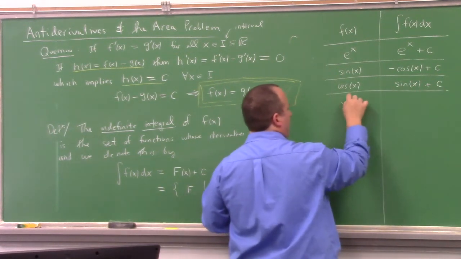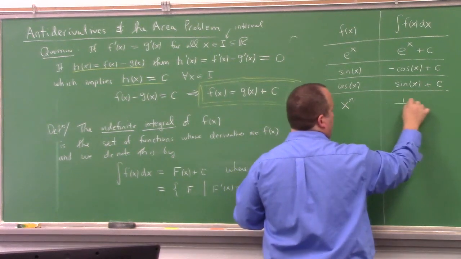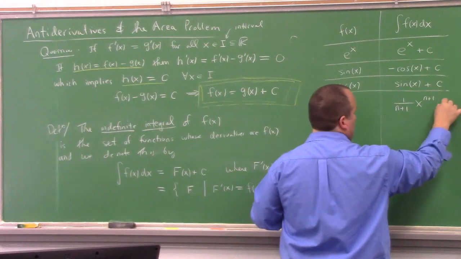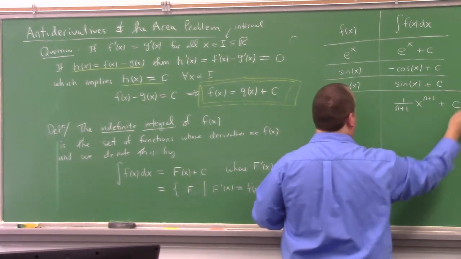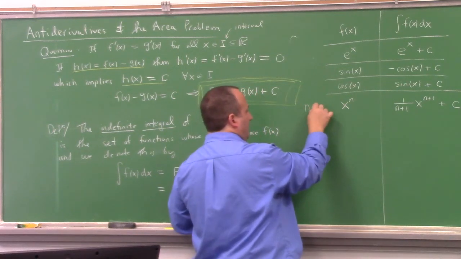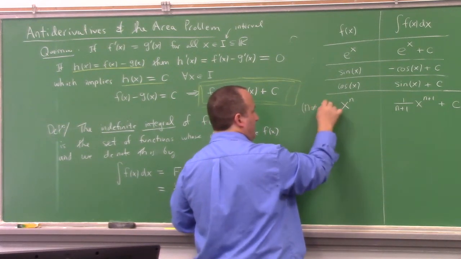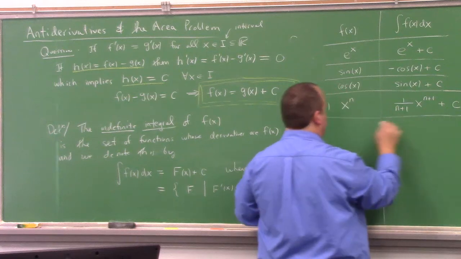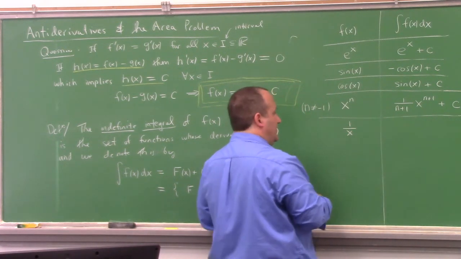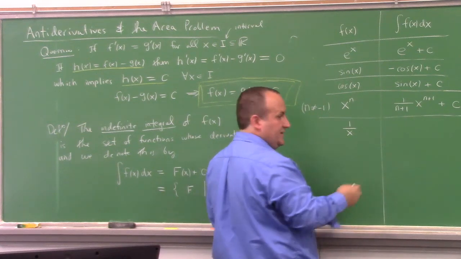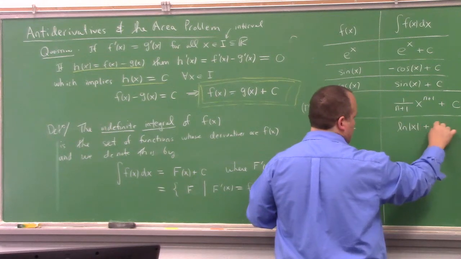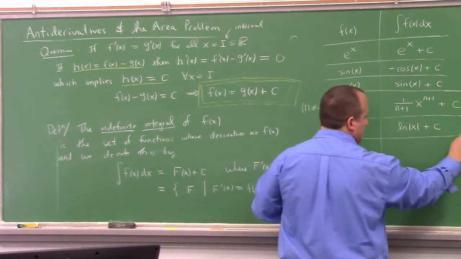x to the power n is 1 over n plus 1, x to the n plus 1, plus a constant. And what's the fine print here? Again, n not equal to minus 1, right? What happens when n equals minus 1? 1 over x. The antiderivative, well, the indefinite integral of 1 over x is natural log absolute value of x plus a constant.